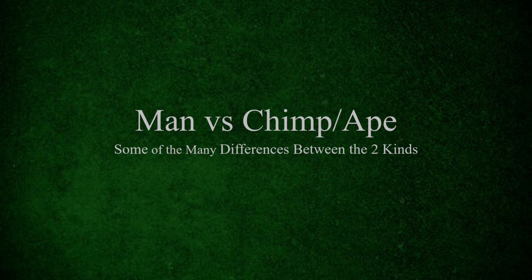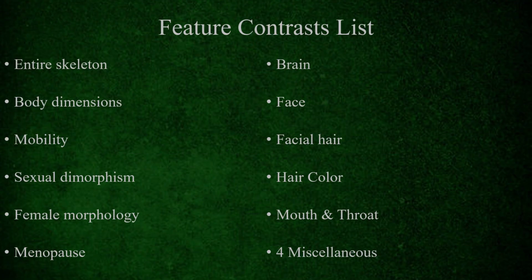In this lesson, we will contrast some of the many differences between humans and chimps/apes. The features we'll be contrasting are the entire skeleton, body dimensions, mobility, sexual dimorphism, female morphology, menopause, brain, face, facial hair, hair color, mouth and throat, and then for miscellaneous we'll look at fairly quickly.